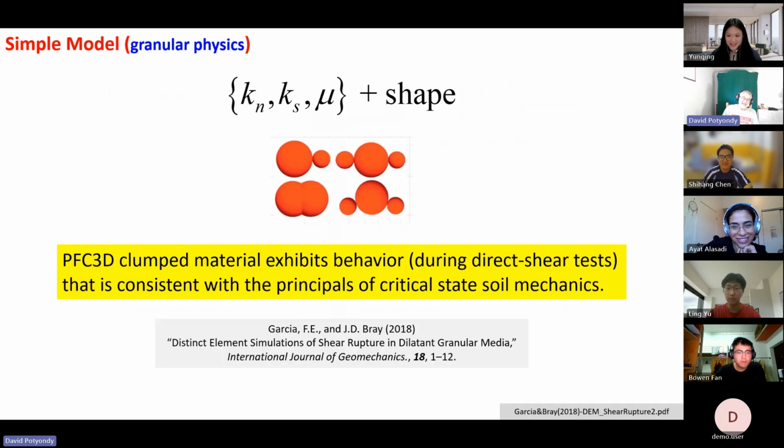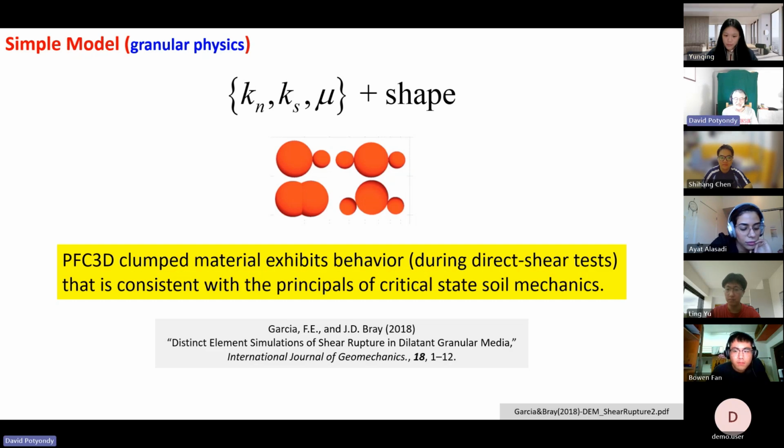This is important. This is the most important thing. Notice what I'm saying is a linear model, 3 parameters, plus shape and size distribution. Those things, that system will behave like real granular material.